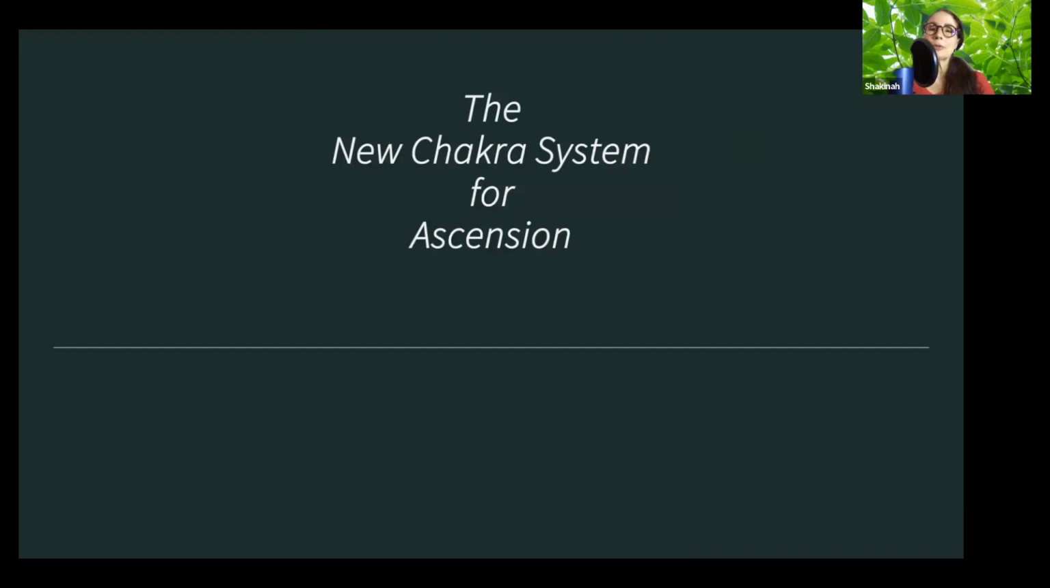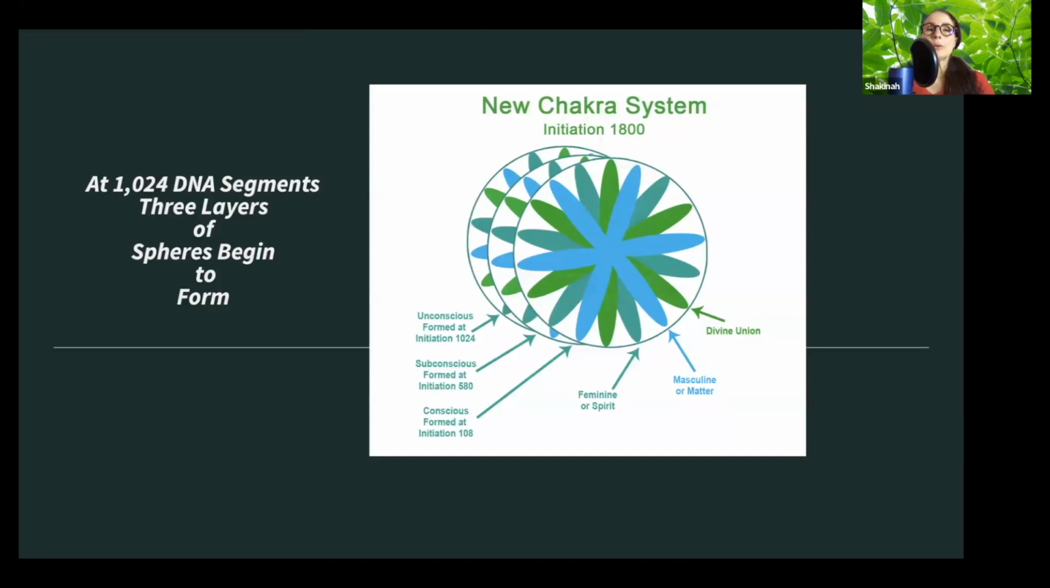The new chakra system for ascension. At 1024 DNA segments, 3 layers of spheres begin to form. This is the new chakra system image at initiation 1800. If you notice the 3 layers here, the consciousness layer is formed at initiation 108. The subconscious is formed at initiation 580. The unconscious is formed at initiation 1024.